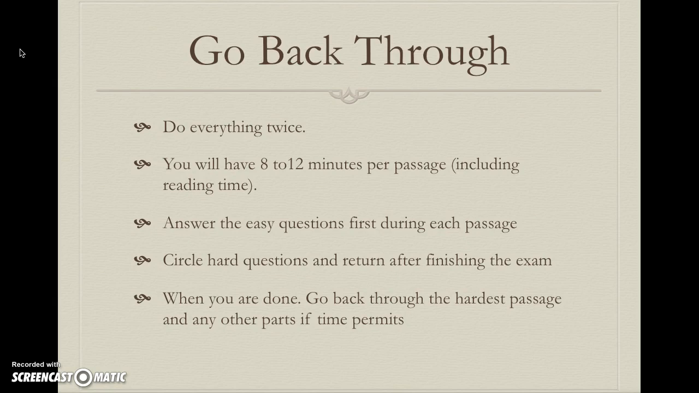If time permits, make sure that you go back to any areas that you feel iffy about. It's important to circle hard questions as you go and skip them, and then return to them after finishing your exam. When you are done with the exam, go back to the hardest passage or any parts in which you felt uneasy about. Do this only if time permits, but if you have any spare time at the very end, take advantage of it.